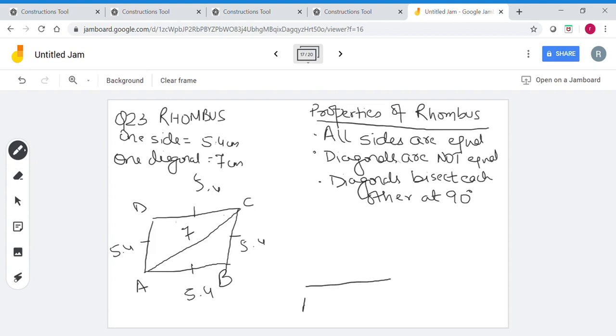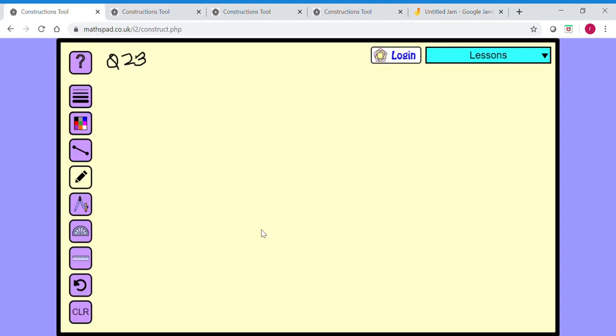We start with AB of 5.4. To find D, I need two coordinates. One coordinate is from A, the other is from C, but we don't know where C is. Let's see if we can find C first. So do we know two coordinates of C? Yes, it's 5.4 from B. So I cut an arc of 5.4 from B and I know it's 7 from A. So which will help me find C, and once I've found C, I can find D, which is 5.4 from C and 5.4 from A. Perfect. So now let's try and do this construction.